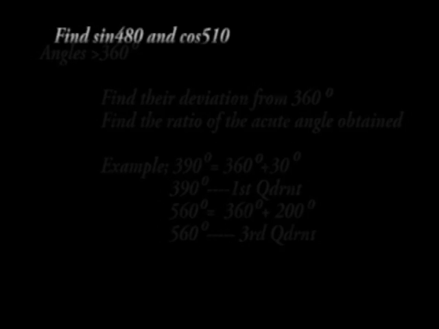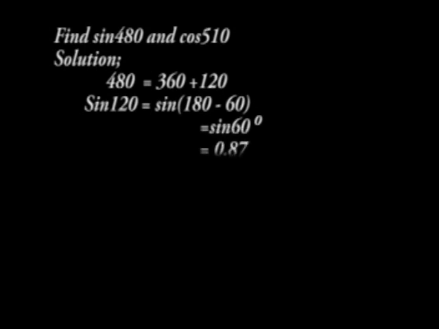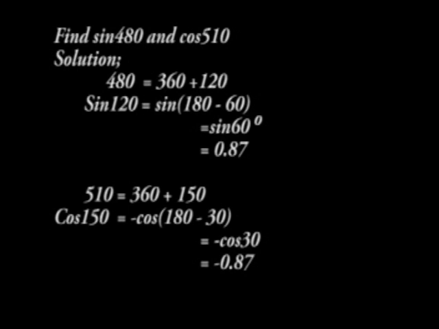For example, find sin 480 and cos 510 degrees. In our solution, 480 degrees is equal to 360 plus 120. We find sin 120, and we know that 120 is the same as 180 minus 60. Sin 120 is the same as sin 60, which is 0.87. The same case is applied for 510 degrees.